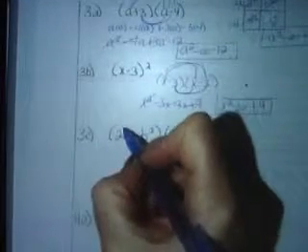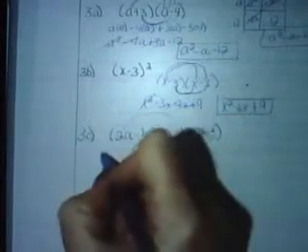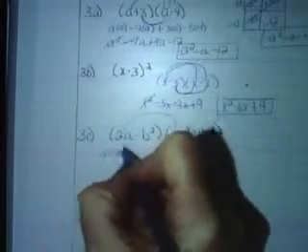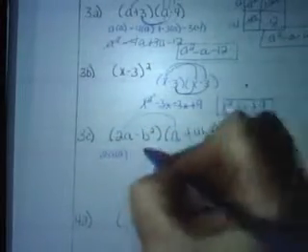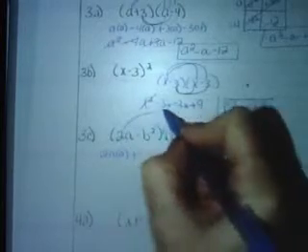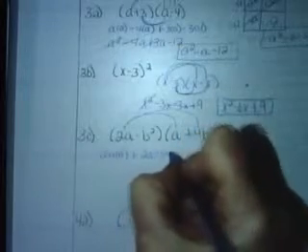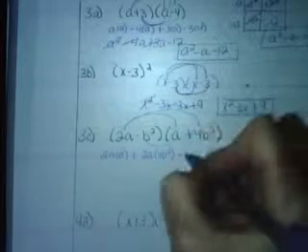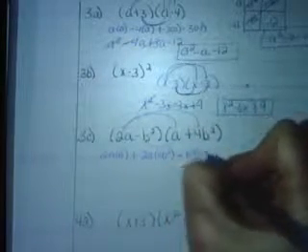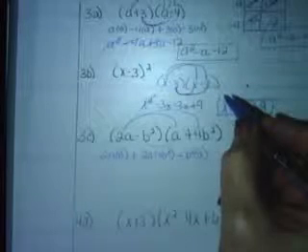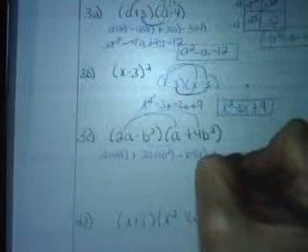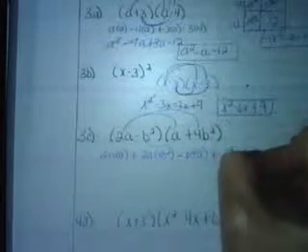3c. Again, I'm still going to distribute. I'm going to have 2a times a, plus 2a times 4b squared, minus b squared times a, plus negative b squared times 4b squared.